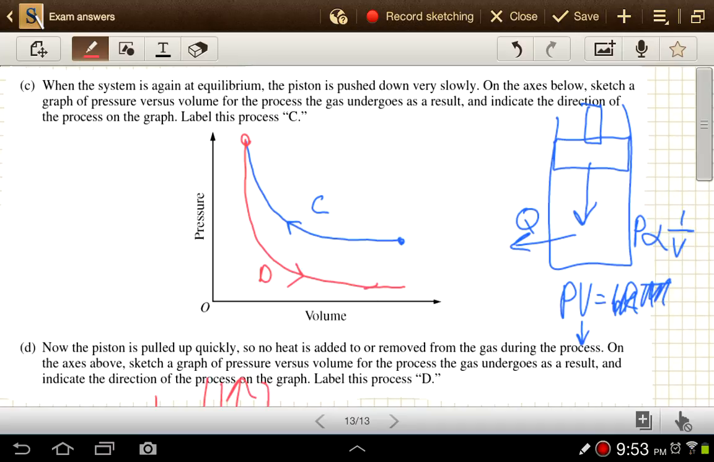And the last thing that they wanted to see that you understood was just the direction. So for part C, volume is decreasing and pressure is increasing, so we need to have the arrow pointing in that direction. For part D, volume increases and pressure decreases, so we need to have the arrow pointing in this direction for that one.